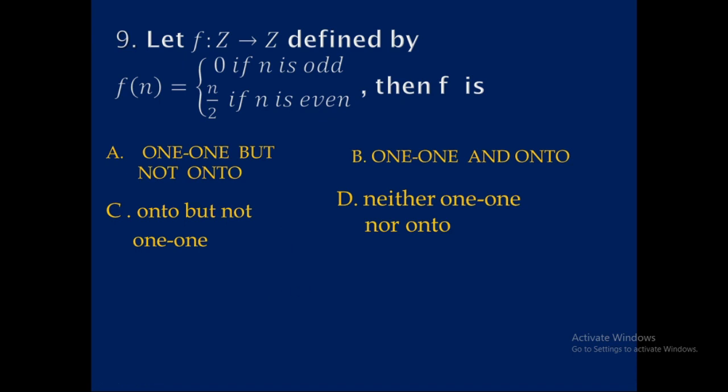Onto means the codomain is exactly equal to the range of the function. Here first verify 1-1. It means suppose the images are equal, f(x1) is equal to f(x2), where x1 and x2 are any two elements in the domain.